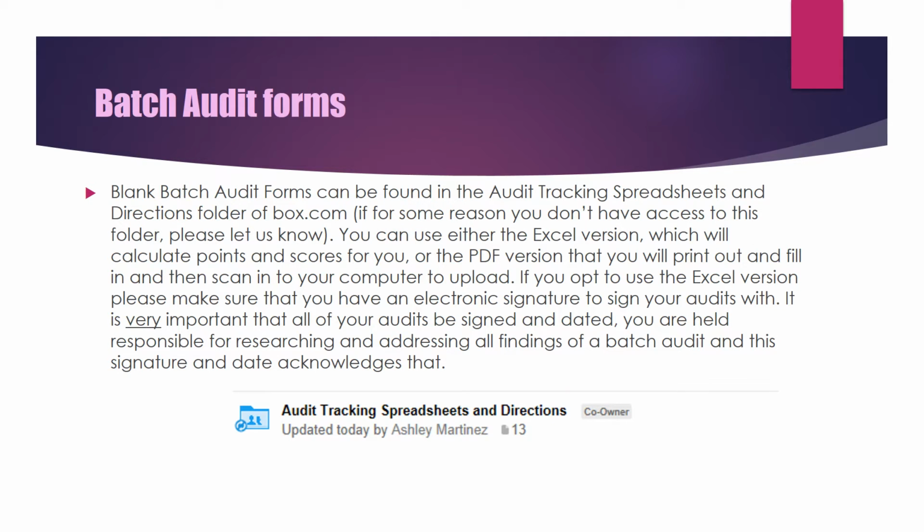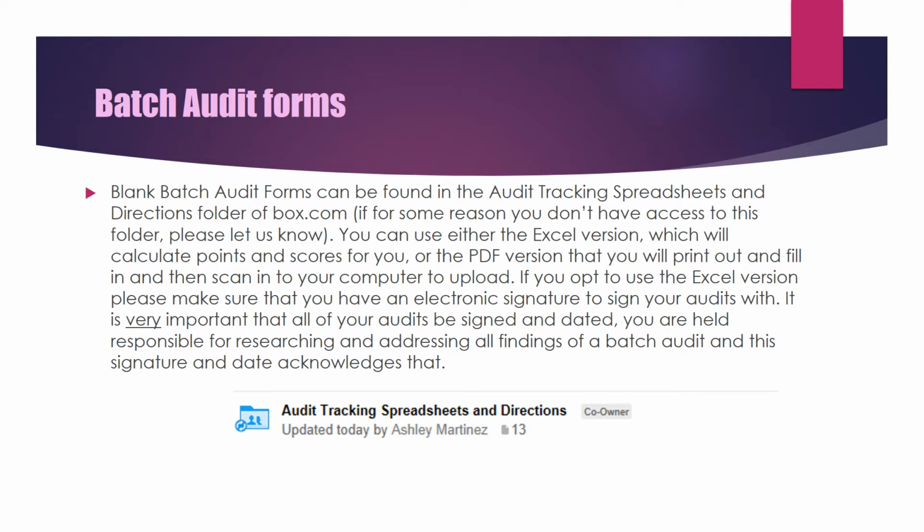Batch Audit Forms. Blank batch audit forms can be found in the Audit Tracking Spreadsheets and Directions folder of box.com. If for some reason you don't have access to this folder, please let us know. You can use either the Excel version, which will calculate points and scores for you, or the PDF version that you will print out and fill in and then scan into your computer to upload.